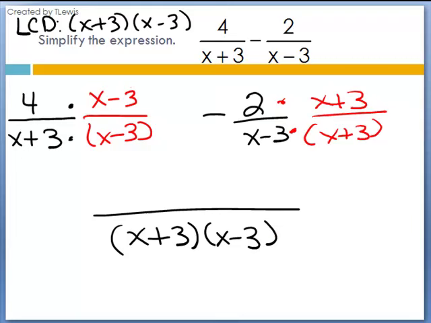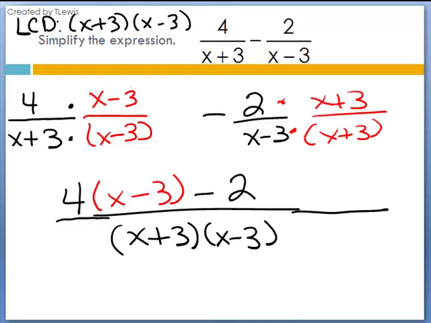So our numerator, we're going to place it all on one line. We have 4 times x minus 3, minus 2 times x plus 3. So that's what we have here, all over the LCD, the common denominator, x plus 3, x minus 3.